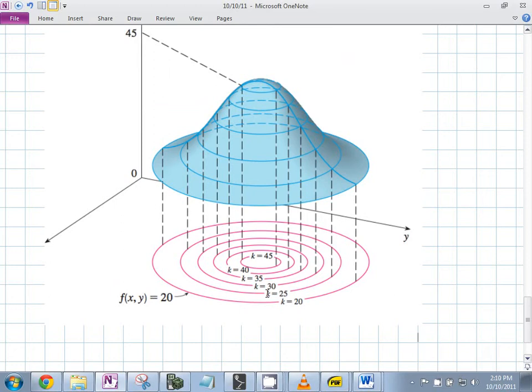Topographical maps are exactly what we're looking at here. We just kind of popped it up and graphed it in 3 dimensions. Why do we have to force it to 2? Well, maps need to be rollable.